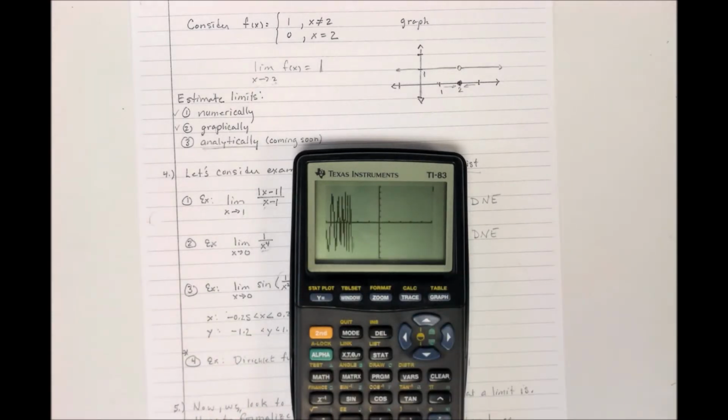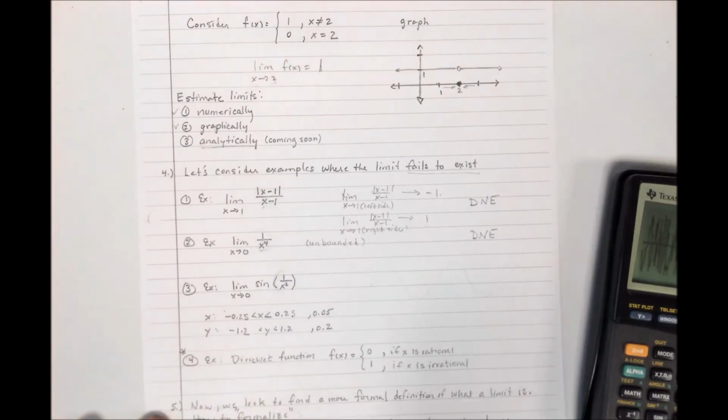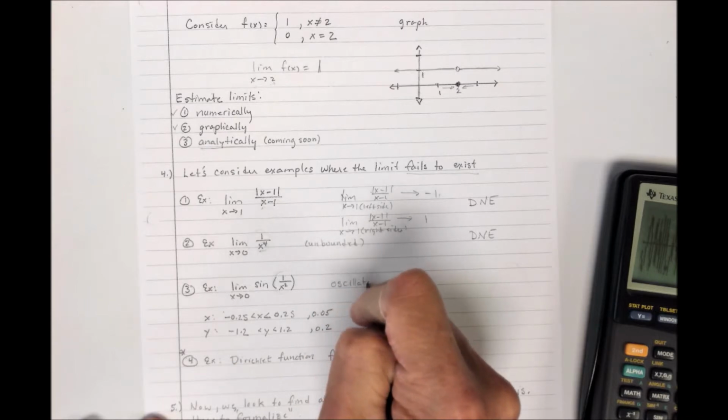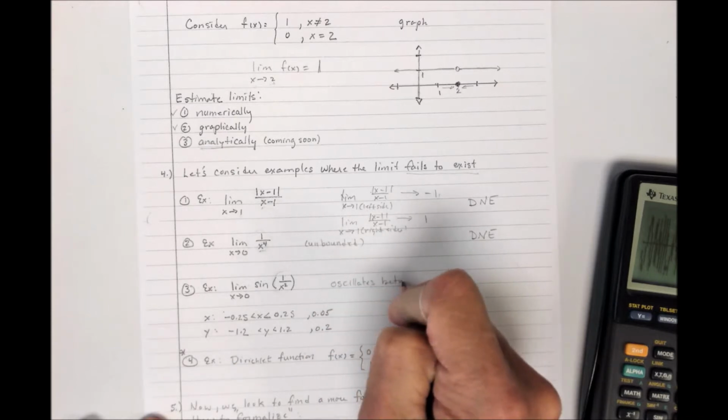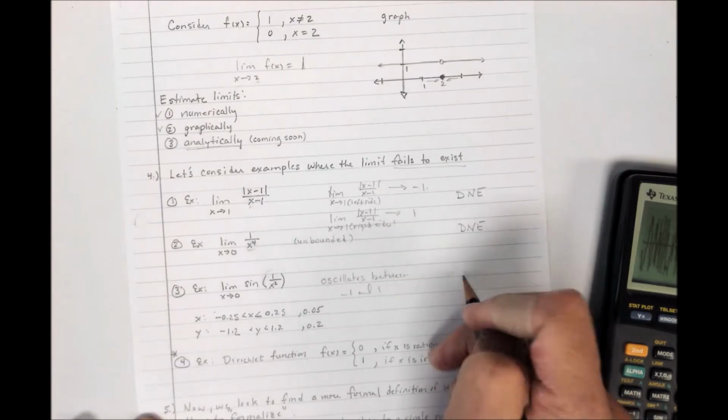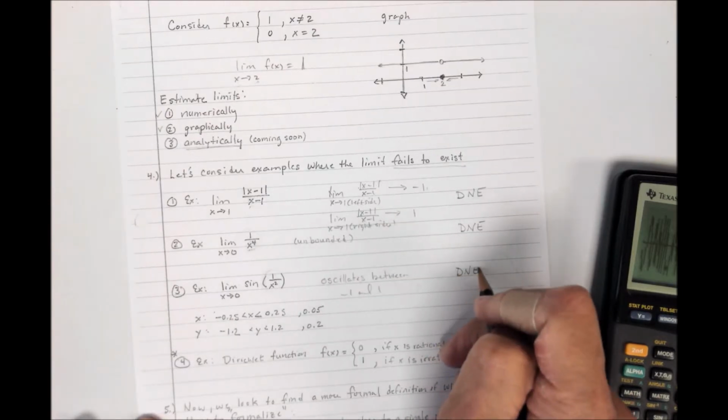See how it bounces back and forth? And it gets just crazy there as we get closer and closer to 0, getting faster and faster and faster. So there is no unique limit because this thing oscillates back and forth between -1 and 1. So the limit does not exist. Those are the three main things.